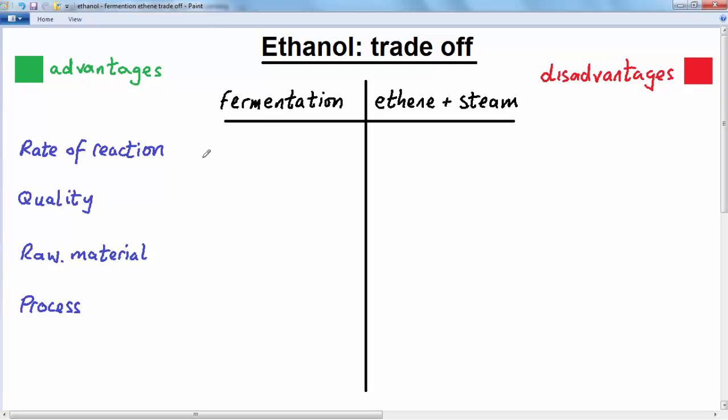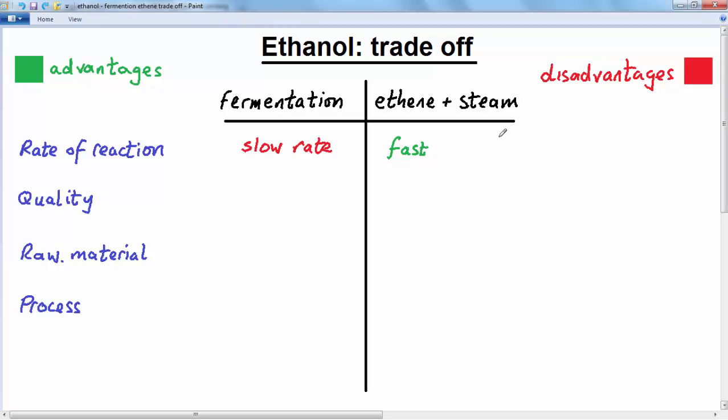First of all, with regard to rate of reaction, fermentation is clearly a very slow process. It takes a long time for the raw material to be changed from glucose into ethanol, so we've got a very slow rate. Whereas in the case of ethene and steam, that's a very fast reaction.